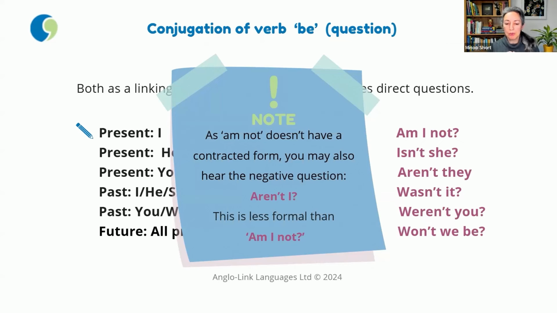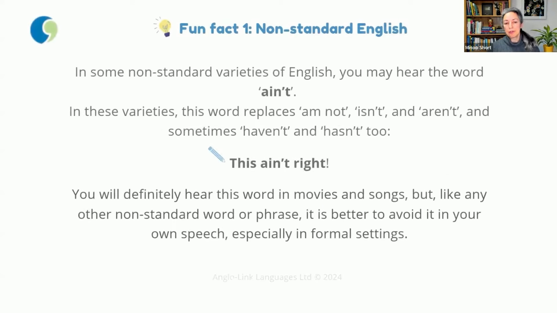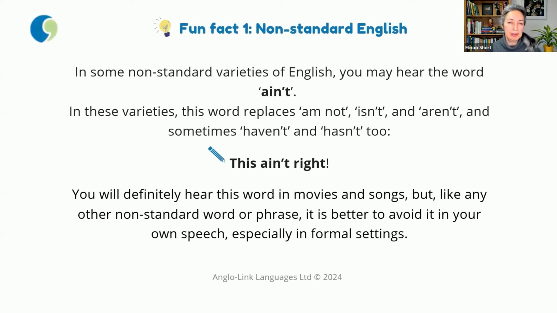But I thought I'd finish with 2 little fun facts also about the verb be. The first one is about non-standard English. In some non-standard varieties of English, you may hear the word ain't. You have probably heard it. In these varieties, this word ain't replaces am not, isn't, aren't, and even haven't and hasn't. So you may hear something like, this ain't right. It's very informal, very colloquial, and only appropriate in some varieties of English.